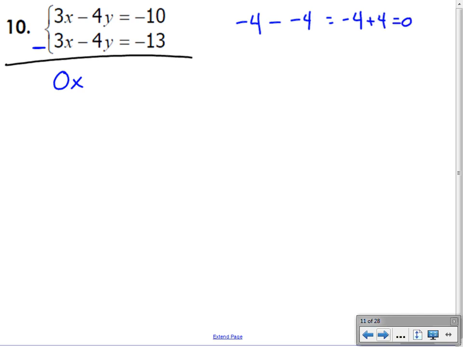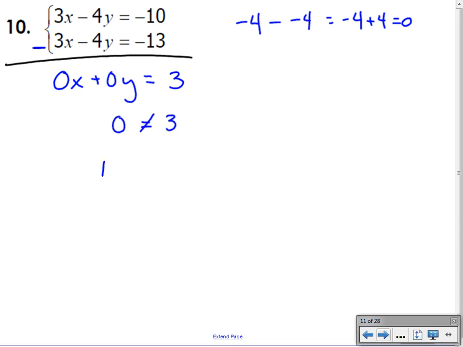So this is interesting because not only do we have a 0x, we also have a 0y. And then negative 10 minus negative 13, remember, it's like we're adding, so negative 10 plus 13 makes 3. But here's the problem. If we have 0x and 0y, that means both of our variables have canceled, and that means that the left side of our equation is really just 0. So we don't have a variable left to solve. We're left with 0 equals 3. Okay, but that's not true. 0 does not equal 3.